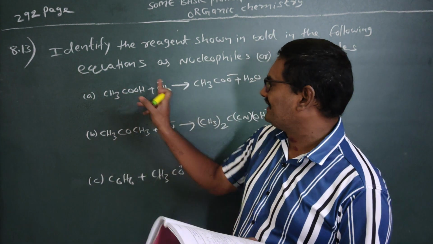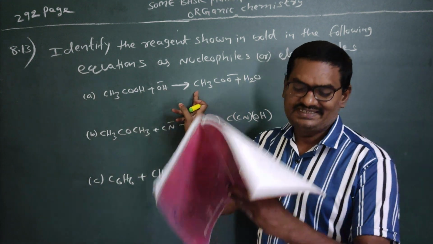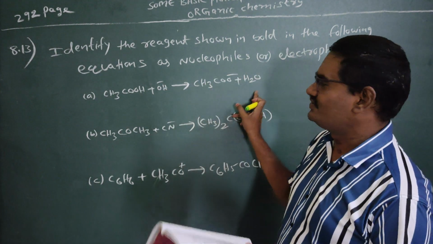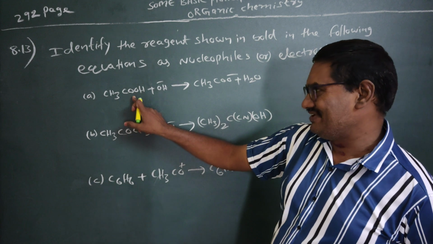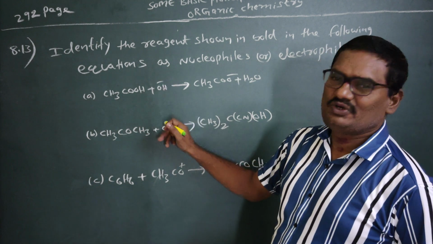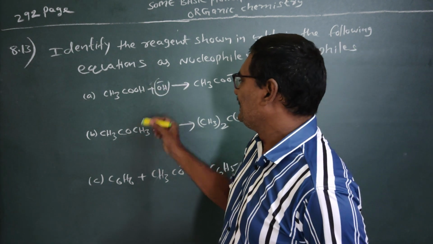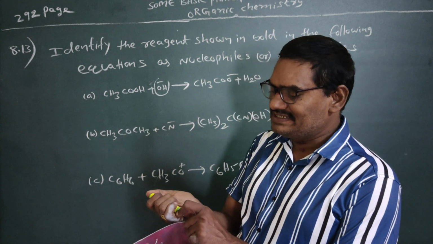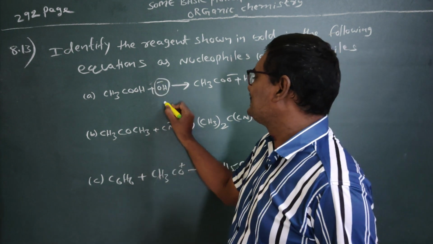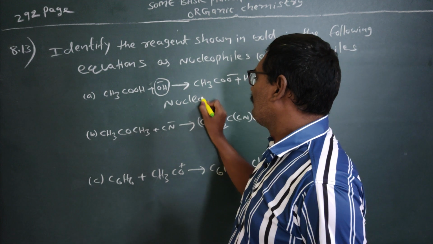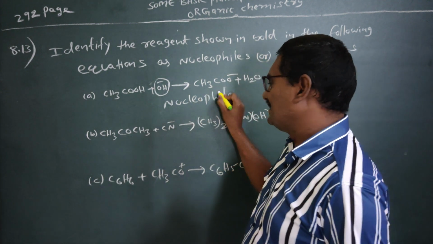CH3COOH plus OH minus gives rise to CH3COO minus plus H2O. So here in this equation, OH minus is the nucleophile. So it is the negative species. Negative species means it is the nucleophile. So the first one is nucleophile.